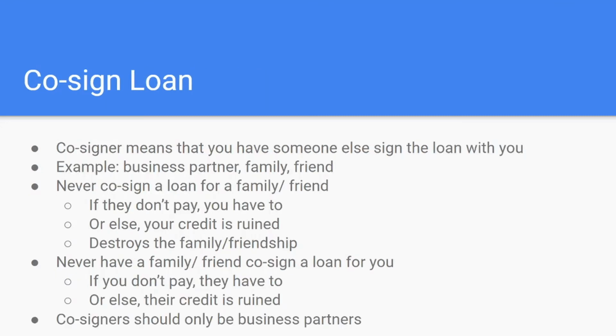Now let's talk about co-signing a loan. A co-signer means that you have someone else sign the loan with you. For example, that can be a business partner, a family member, or a friend. However, I don't recommend co-signing a loan for that family member or friend. If they don't pay, that means you have to, or else your credit is ruined, and this can also destroy the family and friendship. Likewise, never have a family member or friend co-sign a loan for you. If you don't pay, they have to, or else their credit is ruined. I recommend that the co-signer should only be with business partners.